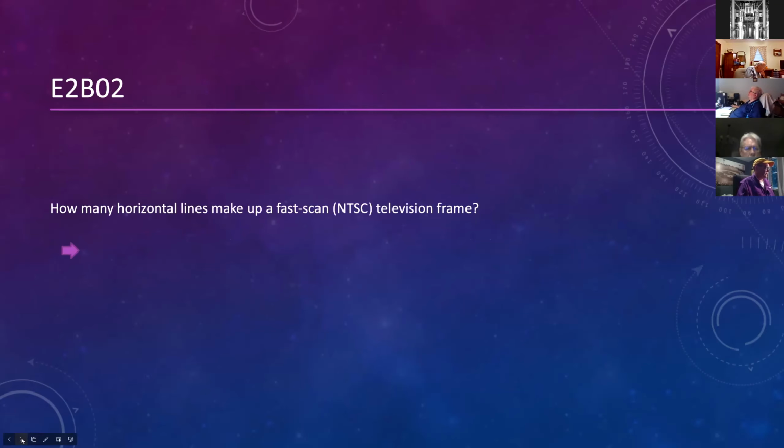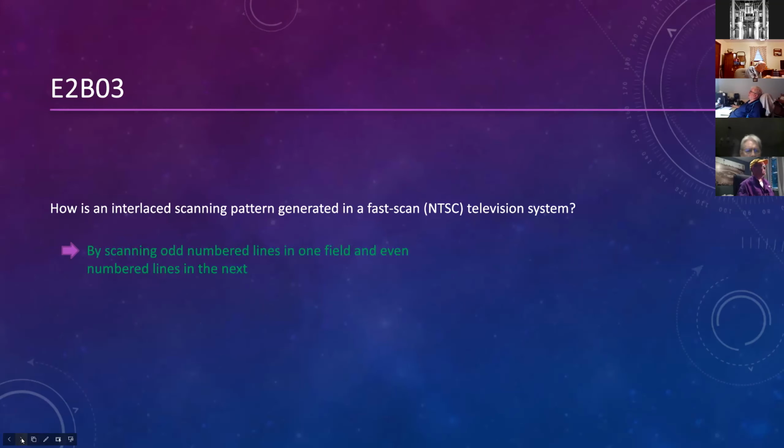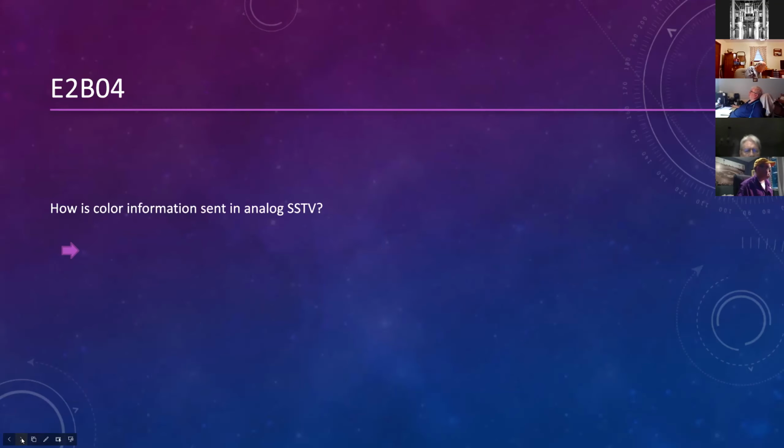How many horizontal lines make up a fast scan NTSC television frame? 525. How is an interlaced scanning pattern generated in a fast scan television system? By scanning odd numbered lines in one field and even numbered lines in the next. How is color information sent in analog slow scan TV? Color lines are sent sequentially.